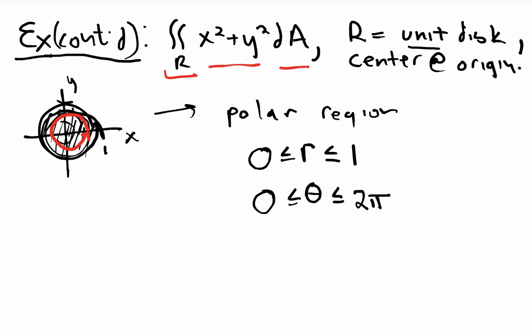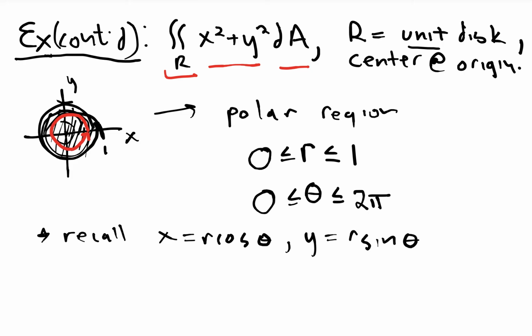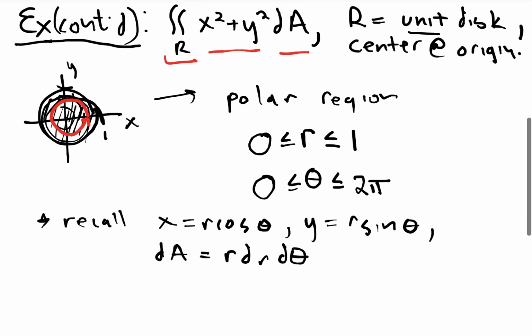As far as figuring out my function goes, I will go ahead and make note. We do have to recall that x equals r cosine theta. That was our conversion factor for x, and y equals r sine theta. That was our conversion factor for y. And I also have to recall that differential conversion that I gave you guys, dA was supposed to be r dr d theta. So let's see if I can put every single one of these things together here.